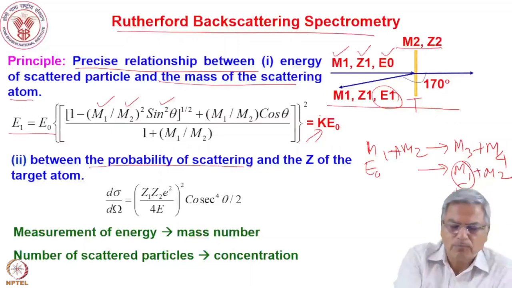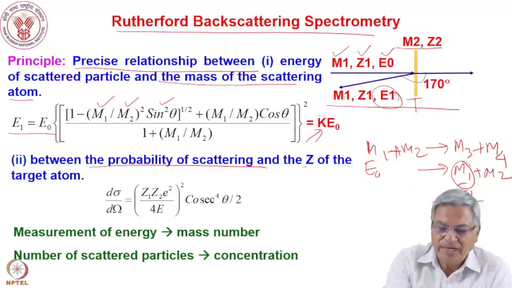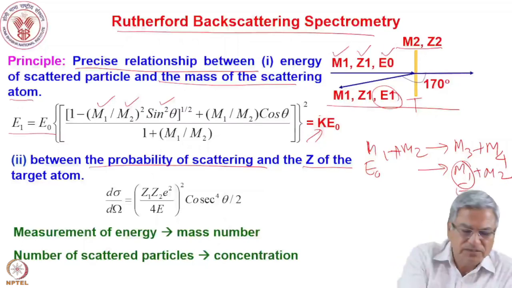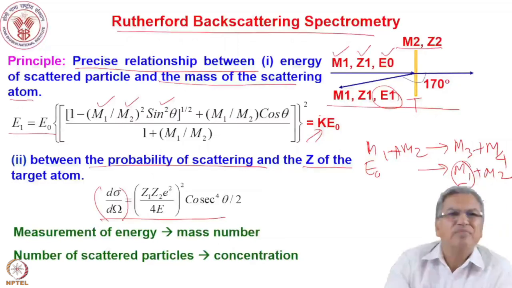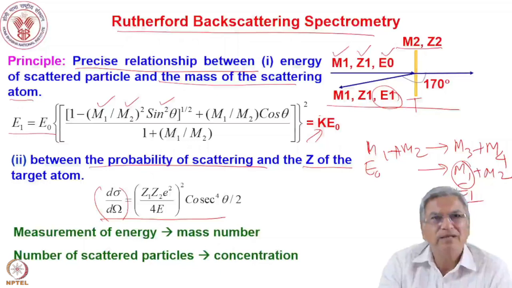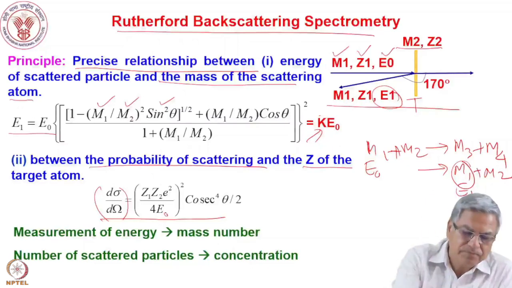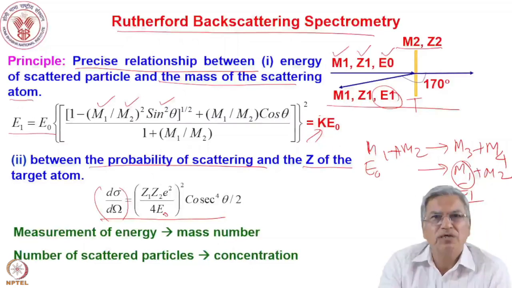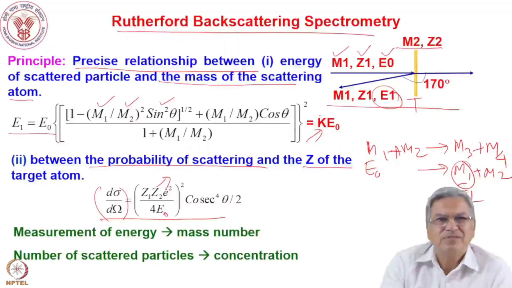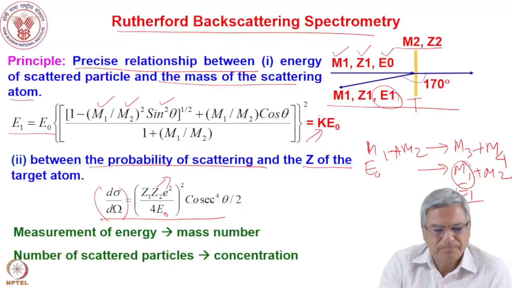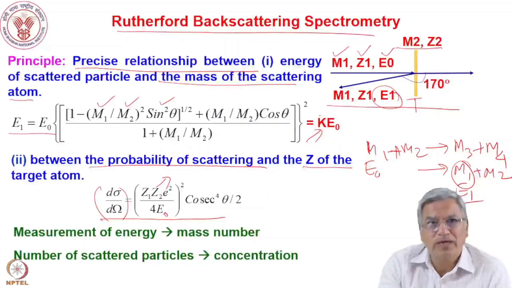The second relationship is between the probability of scattering of the projectile and the Z of the target atom. And the cross section is given here. Probability means essentially the cross section. So the differential cross section, d sigma by d omega per unit solid angle, is given by (Z1 Z2 e squared upon 4E) whole squared, where E is the projectile energy, into cosec to the power 4 theta by 2. So you can see here, higher the Z of the target nuclei, higher is the cross section. So this will be made more clear that for higher Z nuclei, the sensitivity is higher. Cross sections are higher, meaning there will be more events.